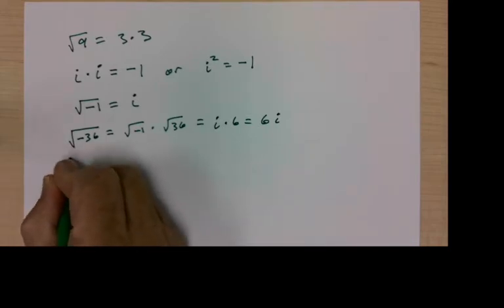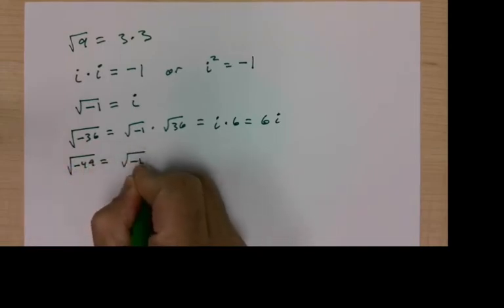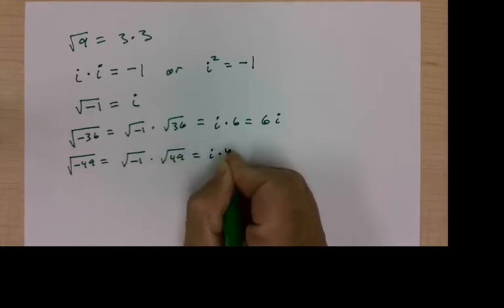So let's just do another one. The square root of -49 is the square root of -1 times the square root of 49, which is i times 7, 7i.